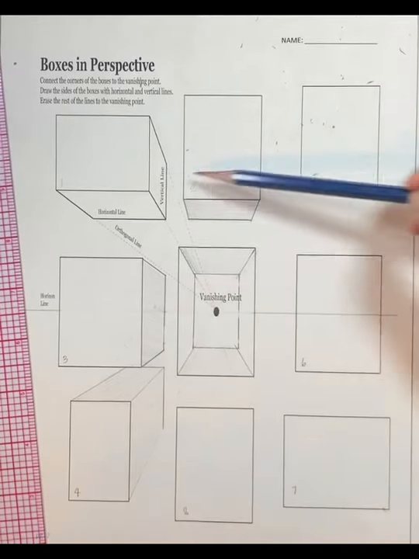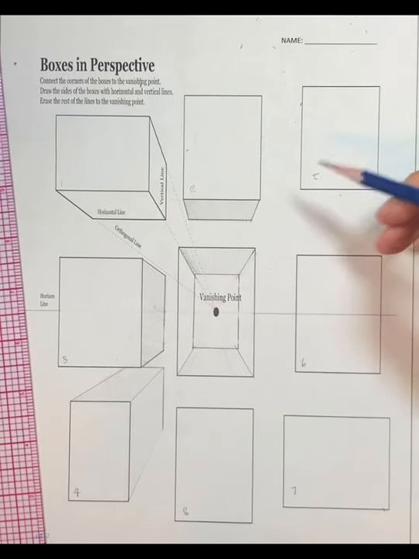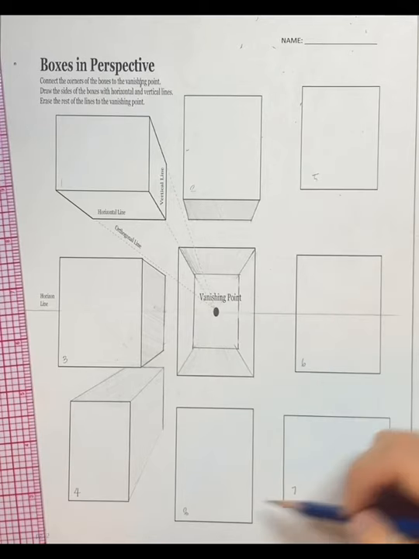We have drawn 1, 2, 3, 4, 5 boxes together. I want you to go ahead and see if you can complete boxes 5, 6, 7, 8 on your own.